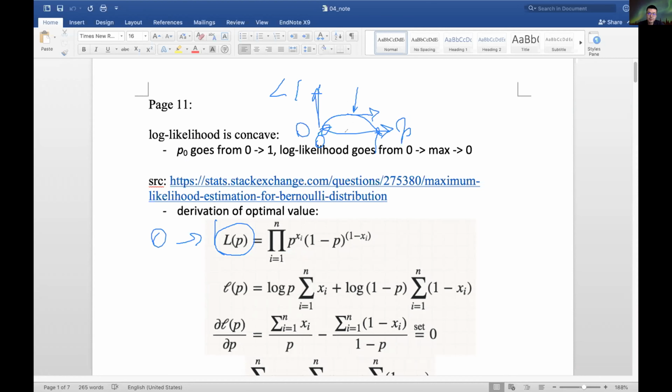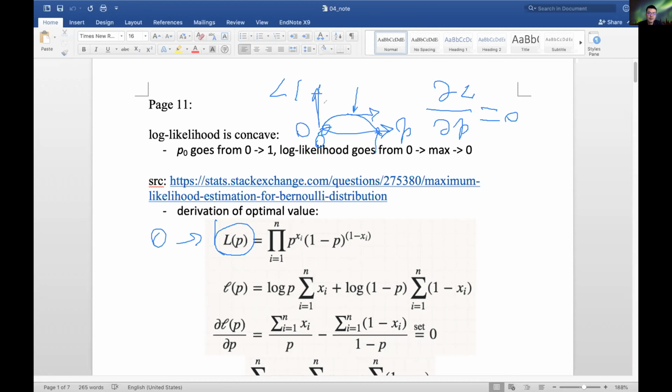Actually, we don't have to prove this function is concave, right? If we can show that there's only one extreme point, which means if we take the derivative, partial L over partial P, and within the range of P from 0 to 1 there's only one particular P where the derivative is equal to 0, then we are done, right?